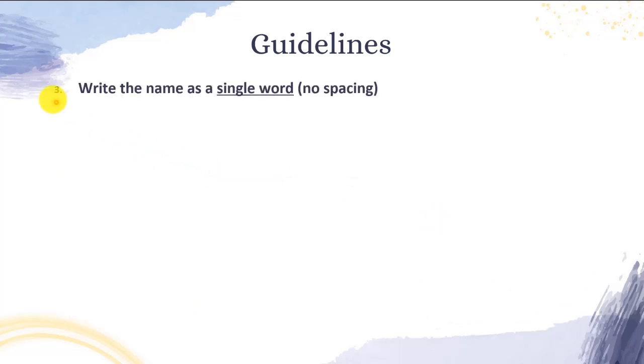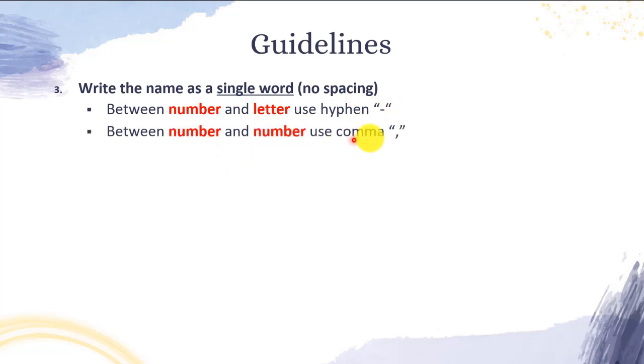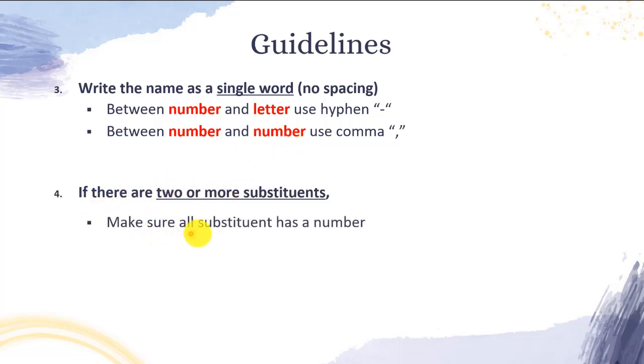And then next, number 3, write the name as a single word with no space in between. Between number and letter, we use the hyphen, dash. Between number and number, we use the comma. Each number will indicate the position of your substituent. If you have 2 substituents, you are going to have 2 numbers, 3 substituents, 3 numbers, and so on. And then lastly, if there are 2 or more substituents, make sure all substituents have a number.